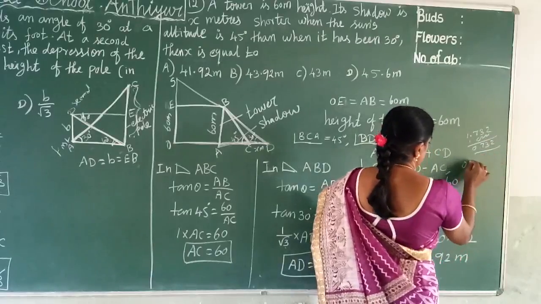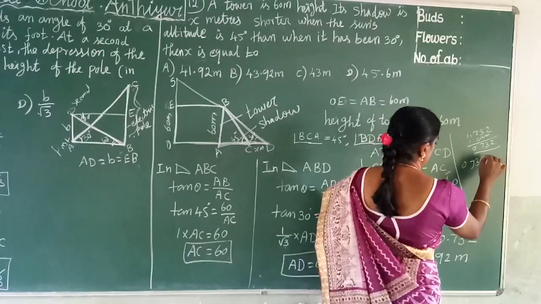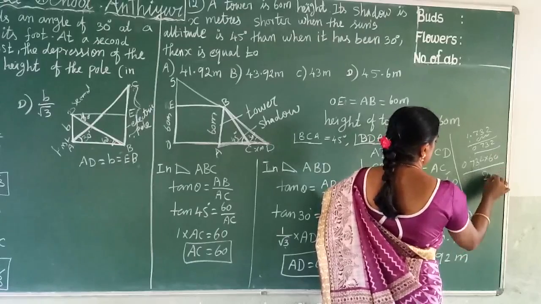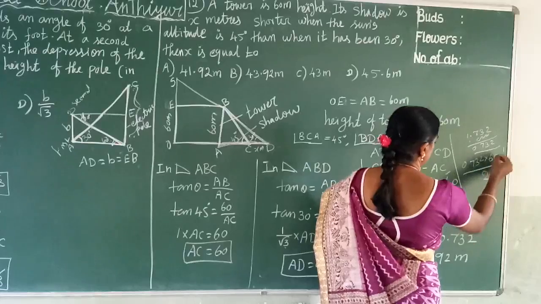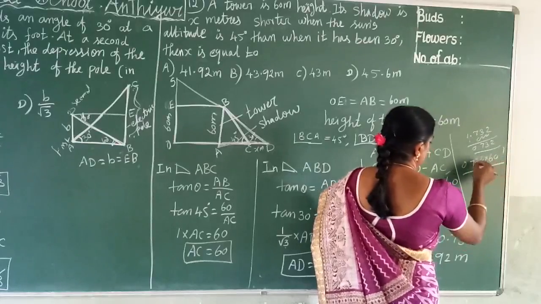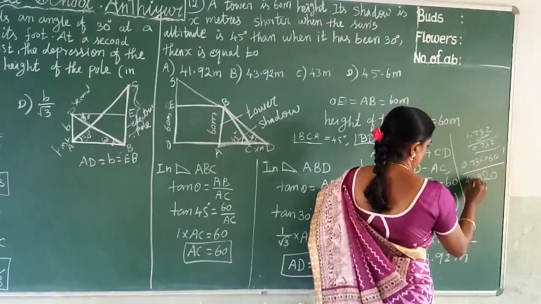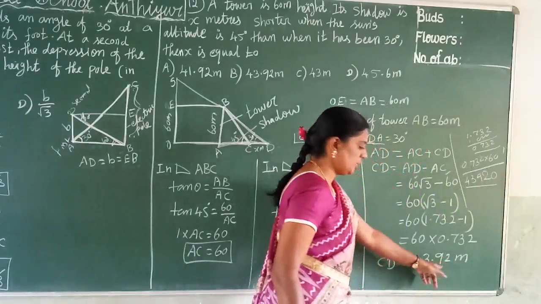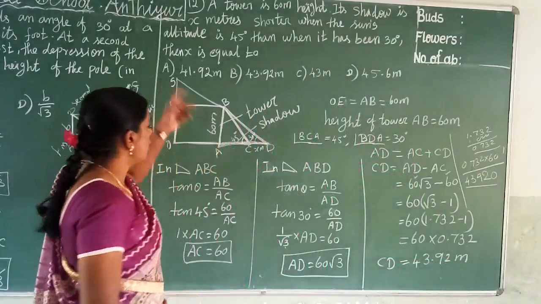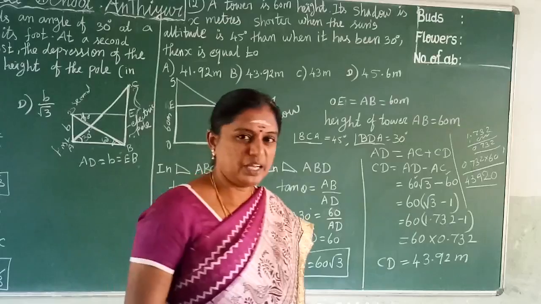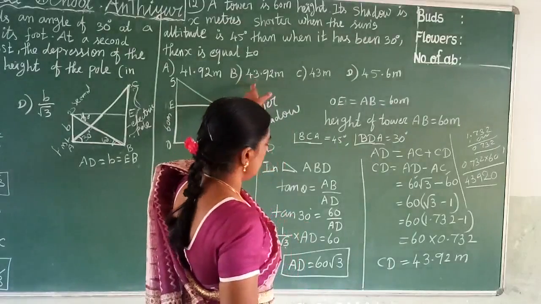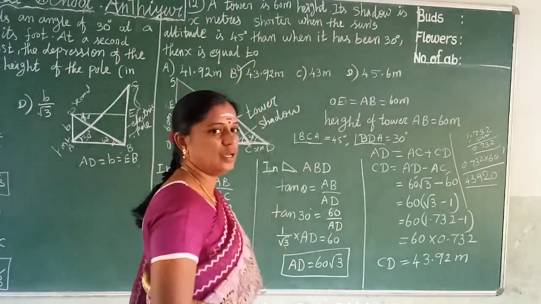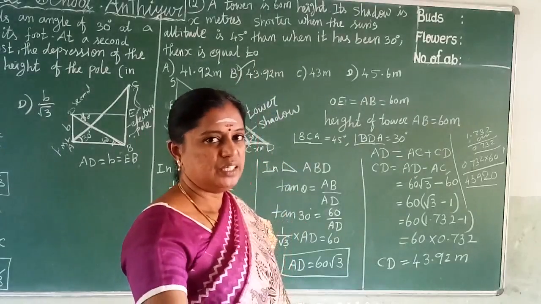And multiply 0.732 into 60. 6 twos are 12. The 0 add. Remainder 1. 6 threes are 18 plus 1, 19. Remainder 1. 6 sevens are 42 plus 1, 43. So 43.92 meter. So the value of x is equal to 43.92 meter. Which option? B option. Clear? So next we see the 13th sum.